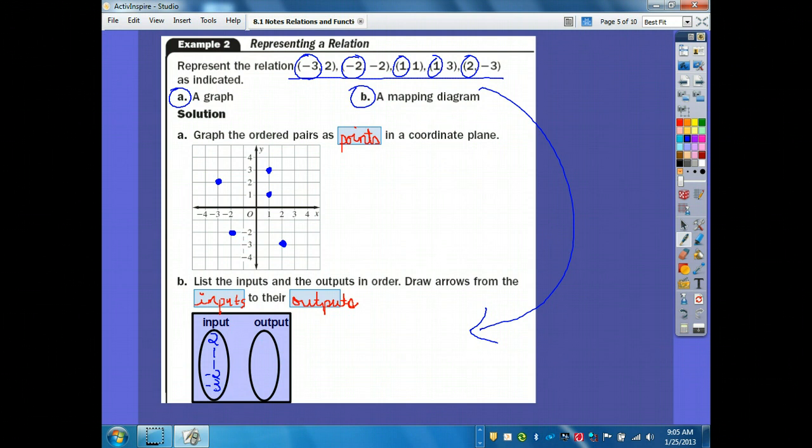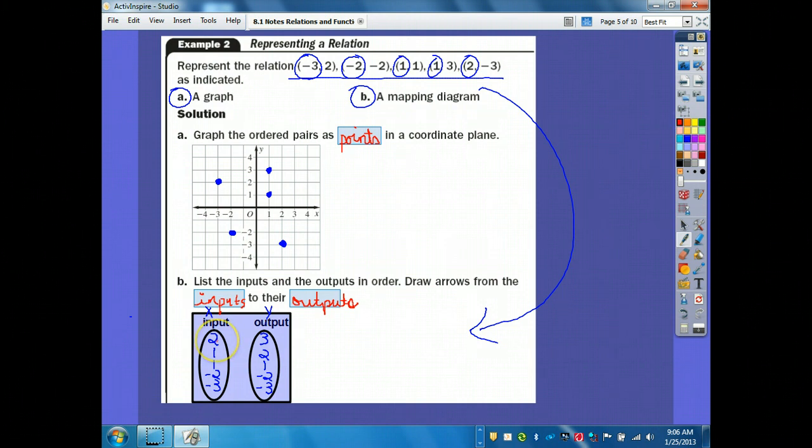Now for the outputs, we have what? 3, 2, 1, -2, -3. Everybody got their inputs and their outputs? Any questions? All right, these were my X's, these were my Y's. Now to finish, we have to draw arrows from the inputs to their outputs. We have to match them up now.